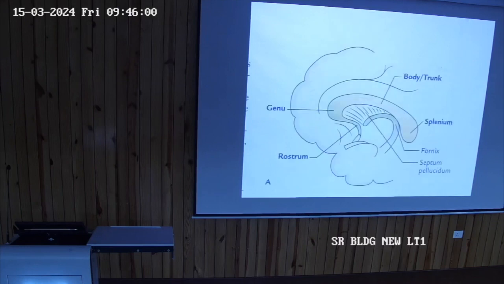This is the corpus callosum. The white fibers can be association fibers, projection fibers, or commissural fibers. The corpus callosum is an example of commissural fibers, and it has different parts: genu, rostrum, the body, and splenium. And lower down, this is the fornix, and this is the septum pellucidum.